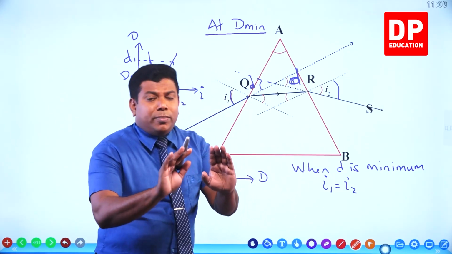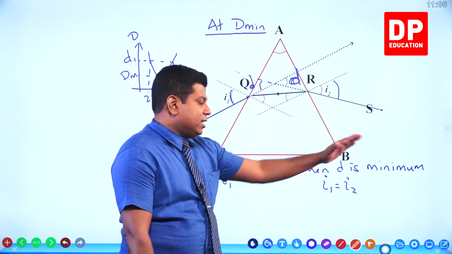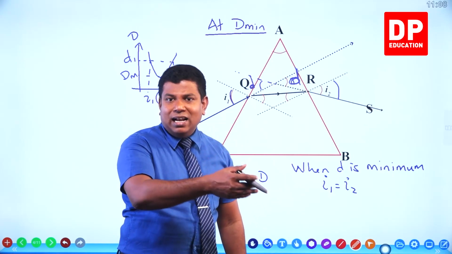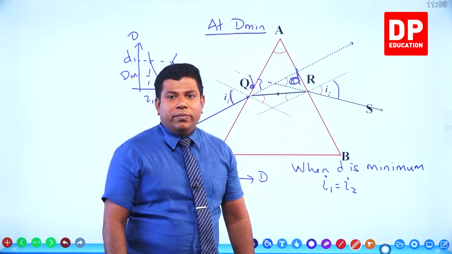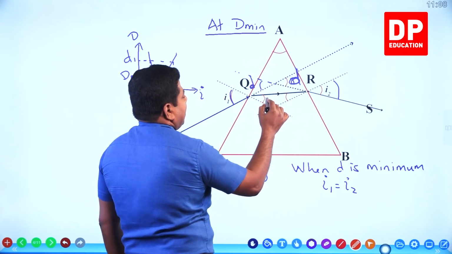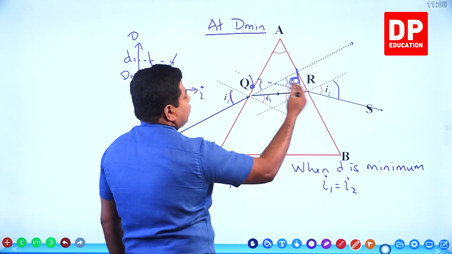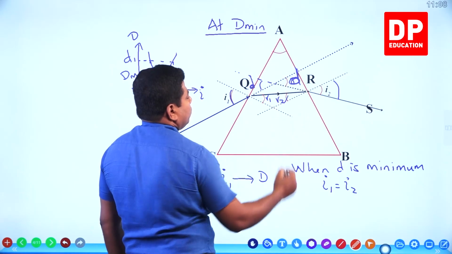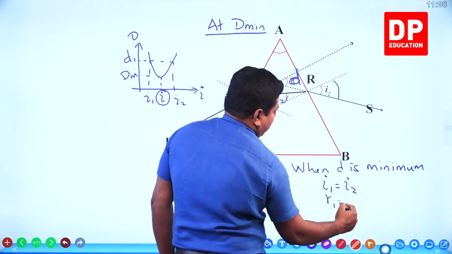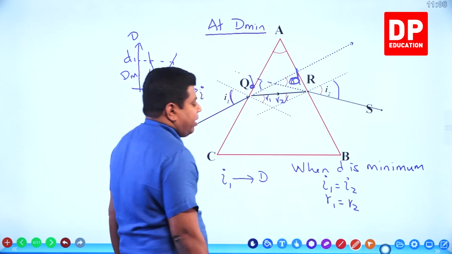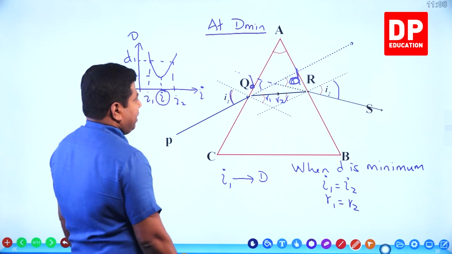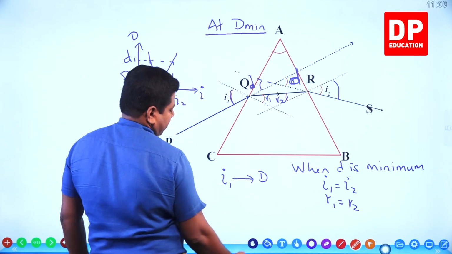Understood? Therefore, you can conclude by theory. This is from the theory, not from the practical. From the theory, you can say when D is minimum, I1 and I2 have to be equal. That means the incident angle and emergent angle have to be equal. If I1 and I2 are equal, I1's refracted angle is R1, I2's refraction angle is R2. But if I1 and I2 are equal, R1 and R2 also have to be equal. Understood? Let me rewrite the formulae that I have written.